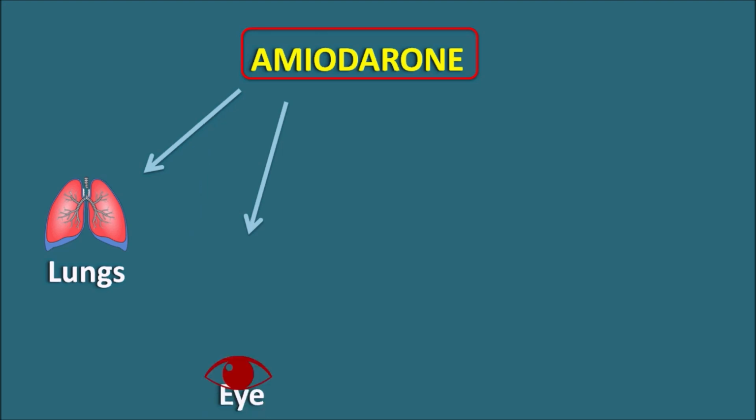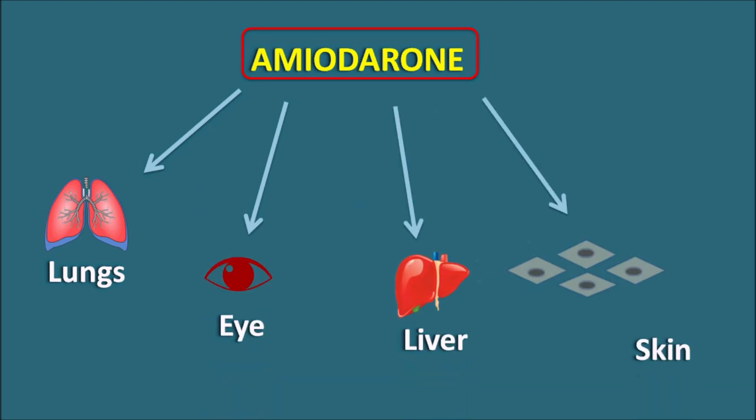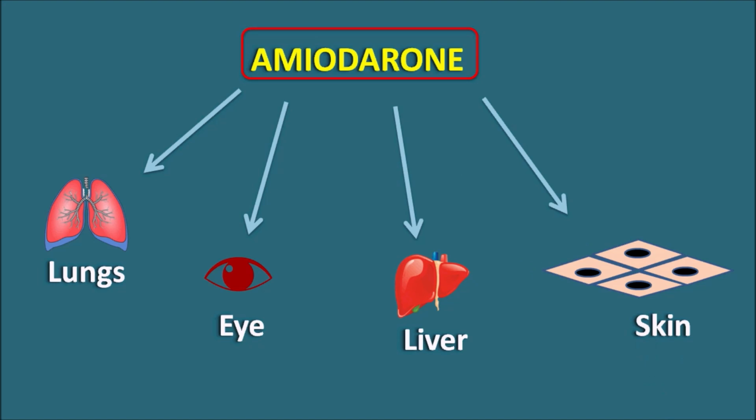Amiodarone can produce toxicity in many organs. First, it can affect the lungs, and it can also affect the eye. Similarly, it can also affect the liver as well as the skin. In this way, this drug shows toxic reactions on many organs. But here we can remember these side effects in an easy way. Before that, let us see the structure of amiodarone.